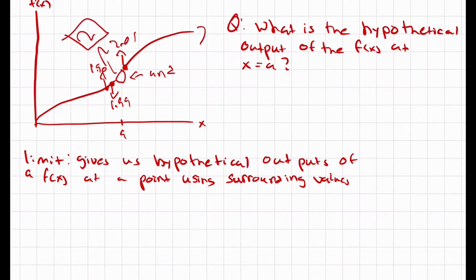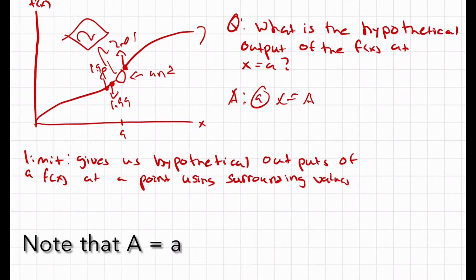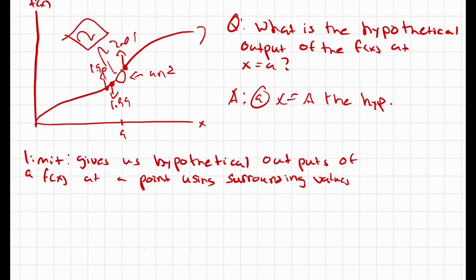So we would say that at x equals a, the hypothetical output is 2. And this is the basic idea of the limit. This is not typically a traditional way of showing this, but we'll be diving into that right now.